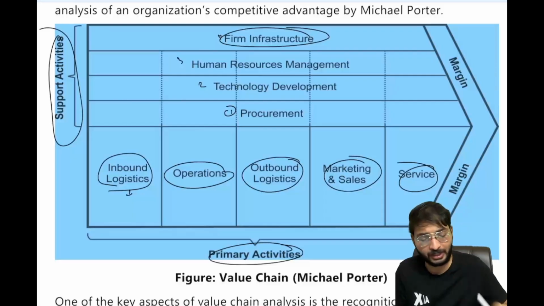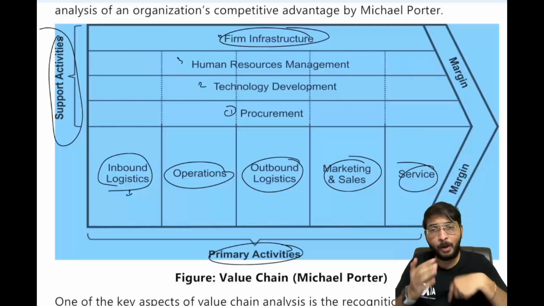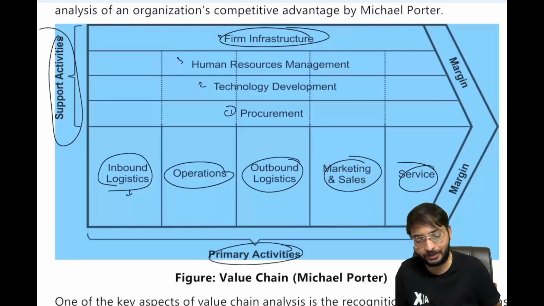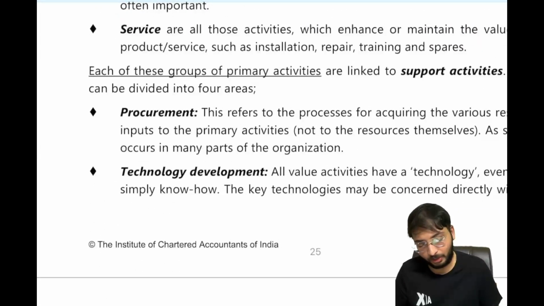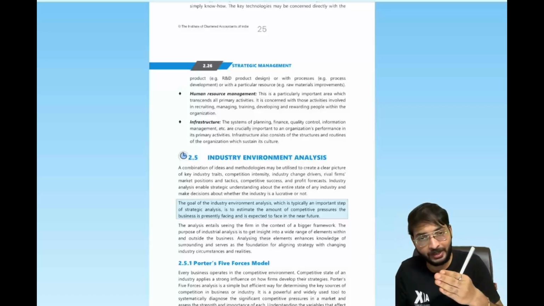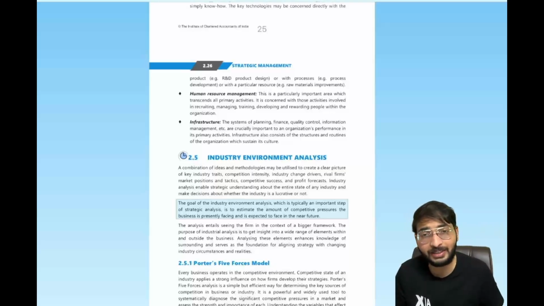So there are two types of activities: one is primary activity, second one is support activity. Inbound logistics, operations, outbound logistics, marketing and sales, and the fifth one, service, are called primary activities. Procurement, technology development, HR management, firm infrastructure are secondary, also called support activities. This is entirely related to value chain analysis. You can go through it, they have written it particularly. Next, we have product and industry analysis: product life cycle, value chain analysis. Next one is called industry environmental analysis.